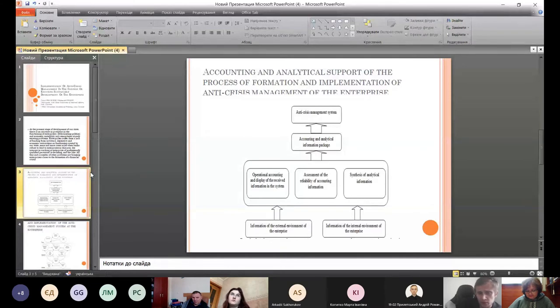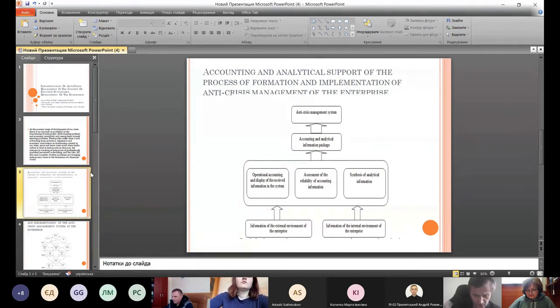So first of all, what you need is, of course, informational support. The best informational support is information about your financial and economic elements. Of course, this is accounting and analytical support. You need both of these. You need information about the external environment of the enterprise and about the internal environment of the enterprise, which is the formation of this accounting and analytical support.